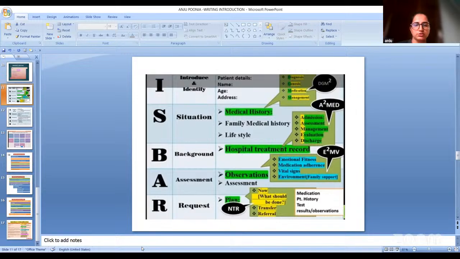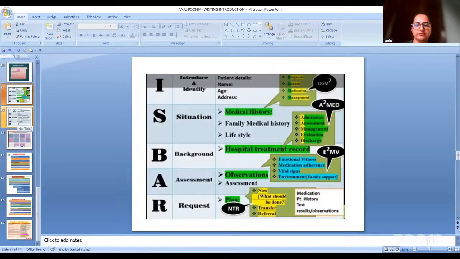So who is responsible? We are. So each and everything we need to focus on and check, the vital signs. And in environment, it's family support: whether the patient stays with the family or alone. And request, it's the plan, the last paragraph of the writing. Now, what should be done? What action do we want, since we are writing the letter, so what do we want the reader to do.